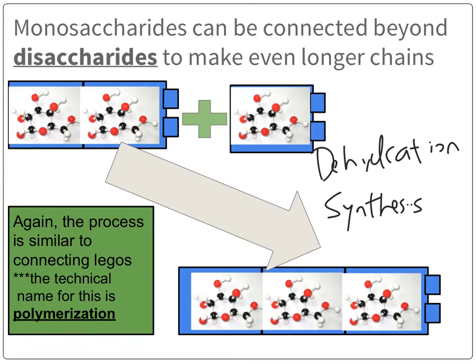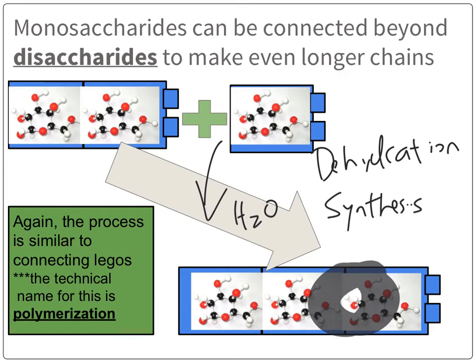And that's because when these molecules come together, a water molecule is pulled out. When a water molecule leaves, these Legos can stick to each other. So, polymerization happens through the specific process called dehydration synthesis. And that occurs every time you add a new Lego to the stack.